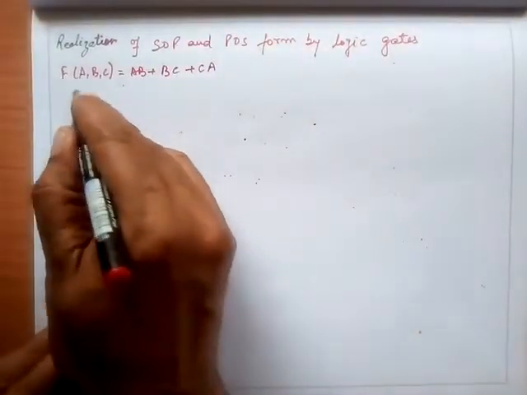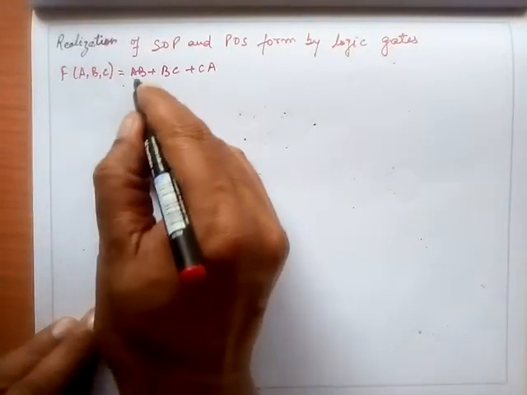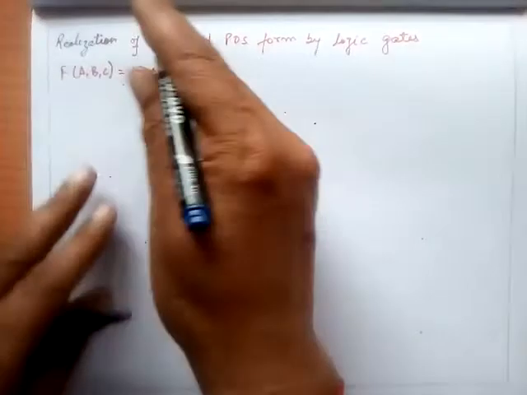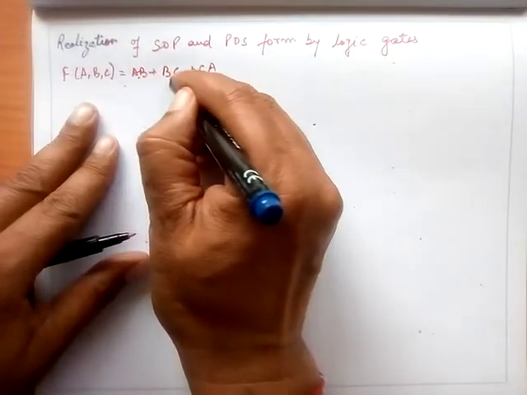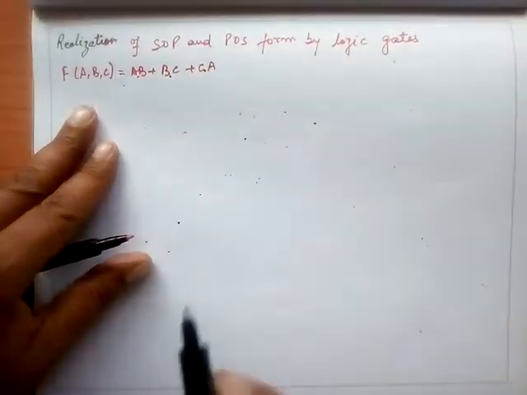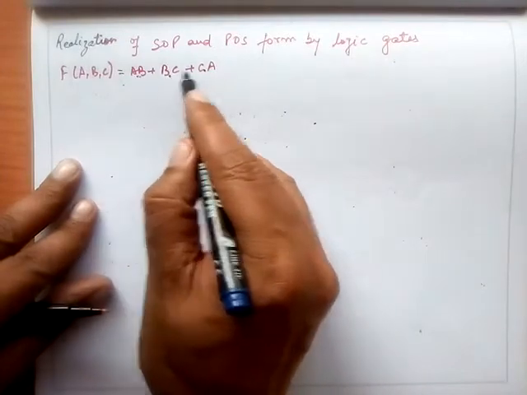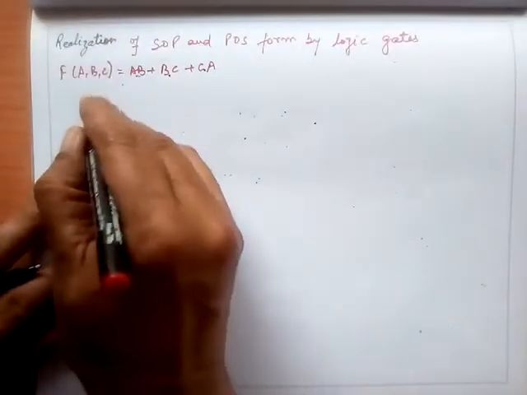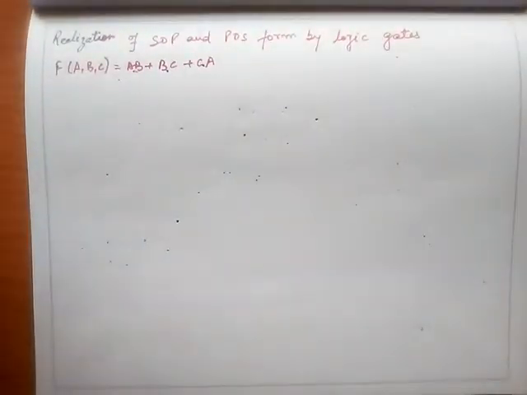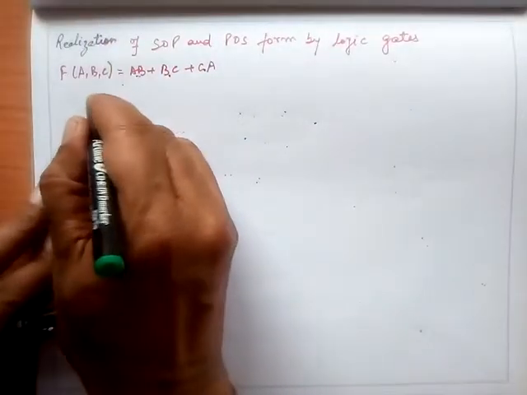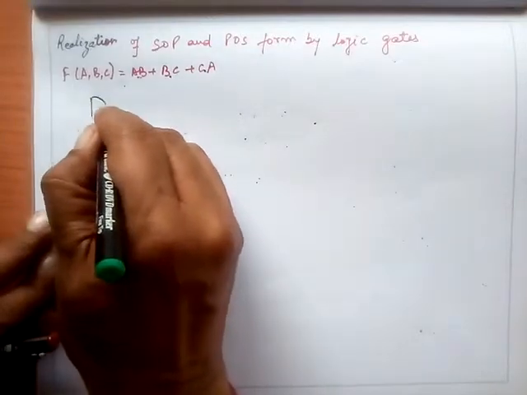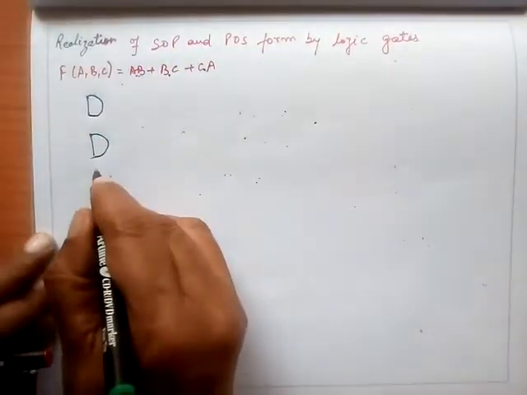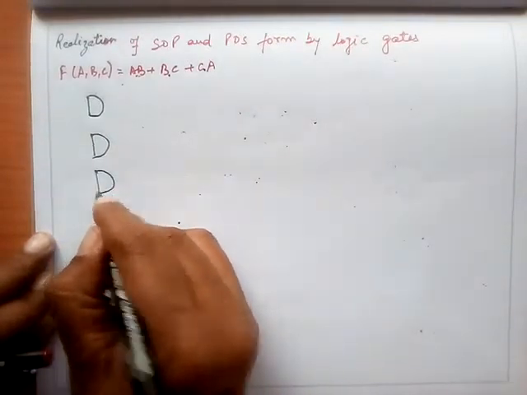So this can be represented with the help of this. When nothing is mentioned here, it is a dot. So this is an AND operation, this is an AND operation, and this is an AND operation. So what I do, I take an AND gate here. See how I realize this. I take an AND gate for this AB, for BC I take another AND gate, and for CA I take another AND gate.